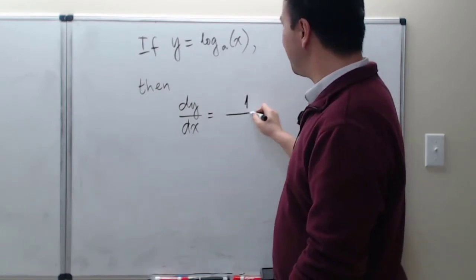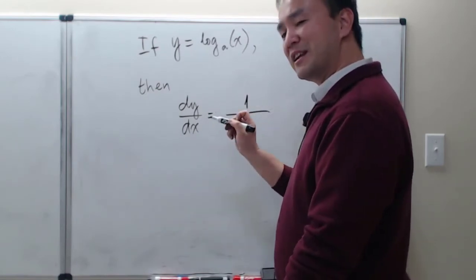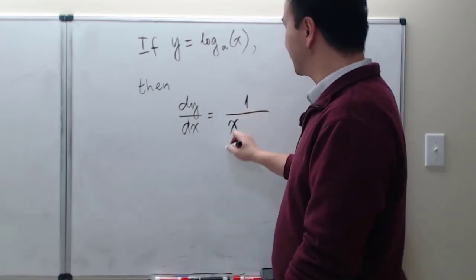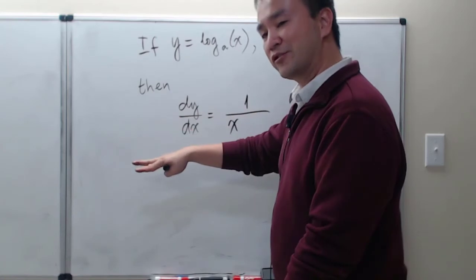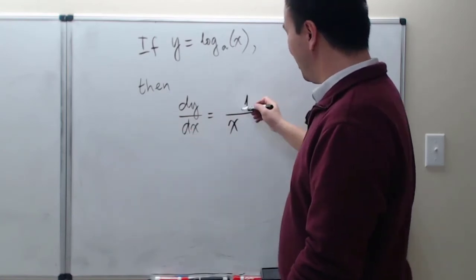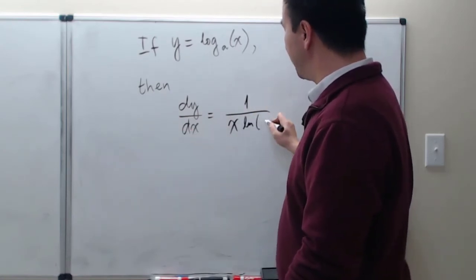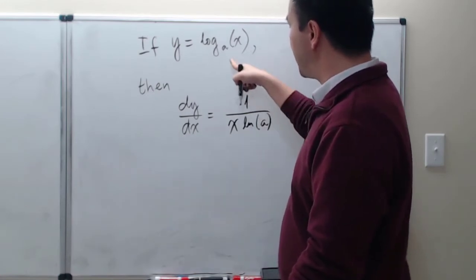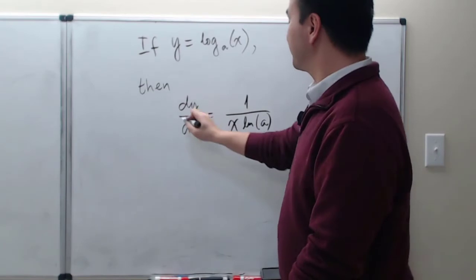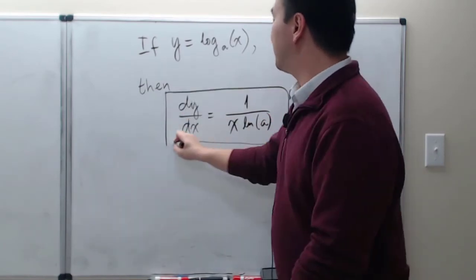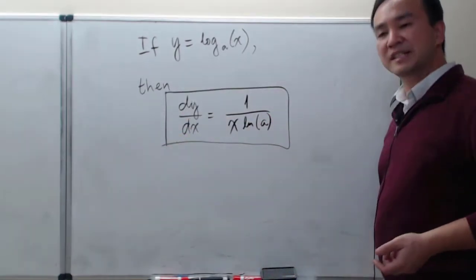It has that similarity with the natural logarithm, 1 over x. But now, being a little more than the natural logarithm's derivative, it's 1 over x, but in the denominator there's natural log of a, the base that originally came with your logarithm. So that's the derivative of your logarithm base a right there.